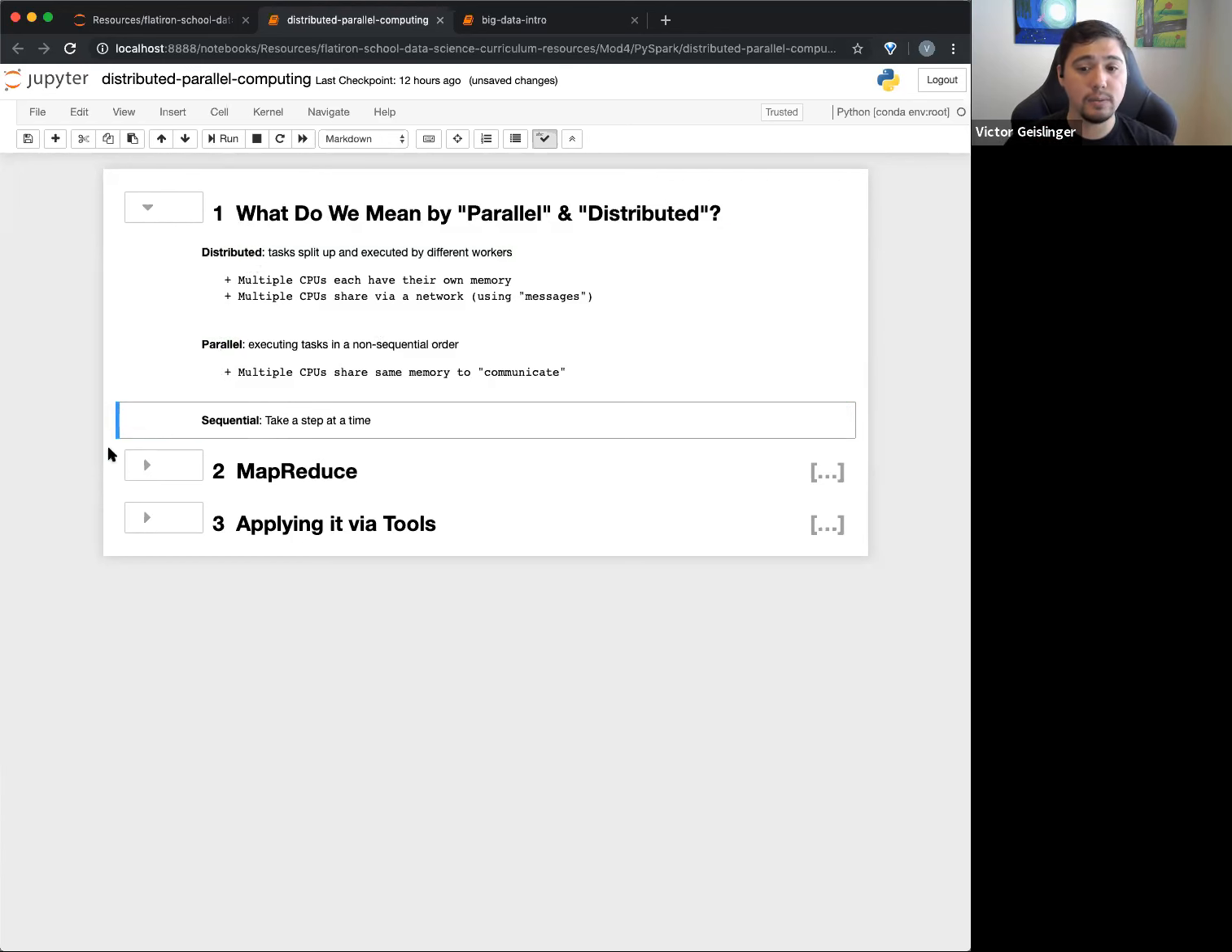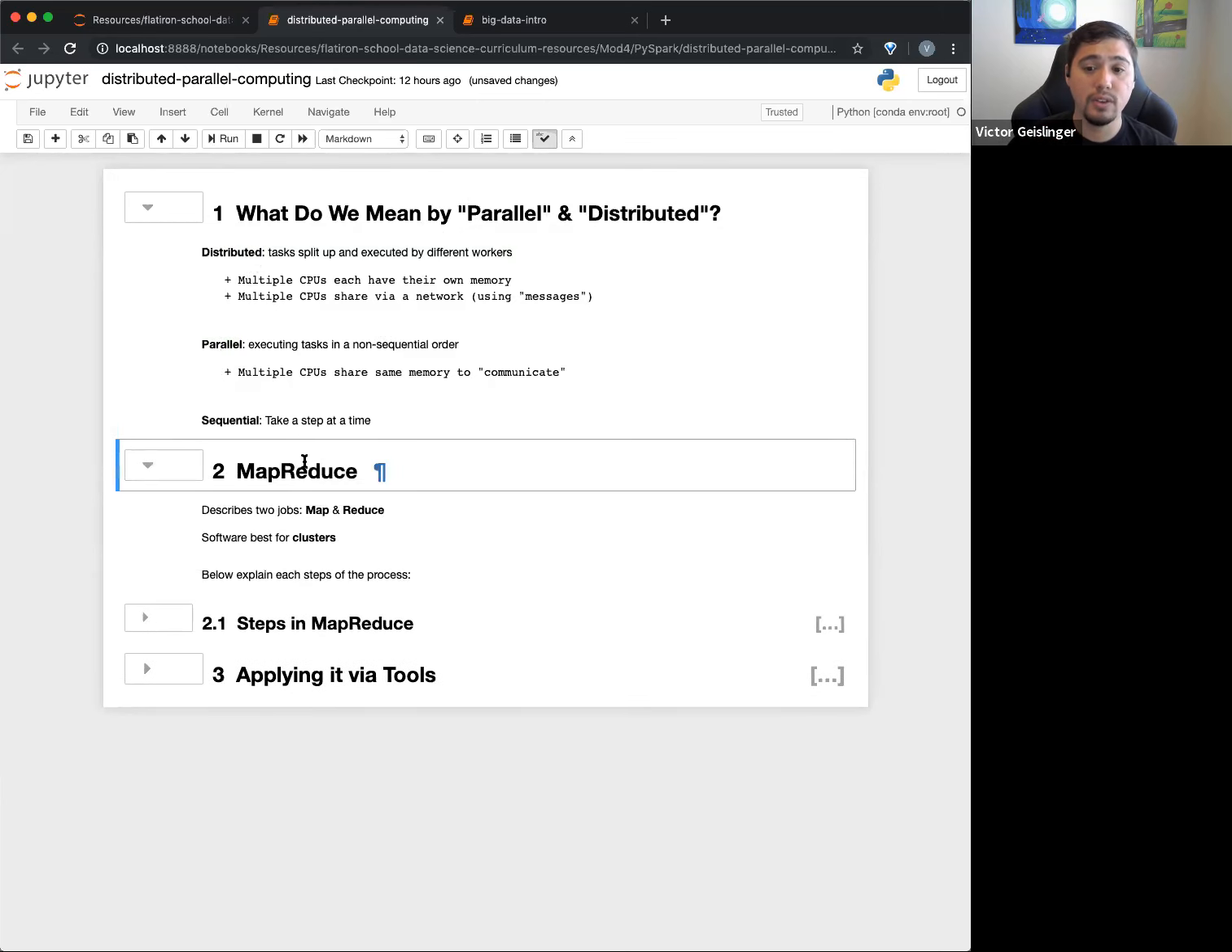Basically, using these things, we can actually do some stuff like, for example, MapReduce. So MapReduce, I want to make this really clear because it's kind of confusing sometimes.